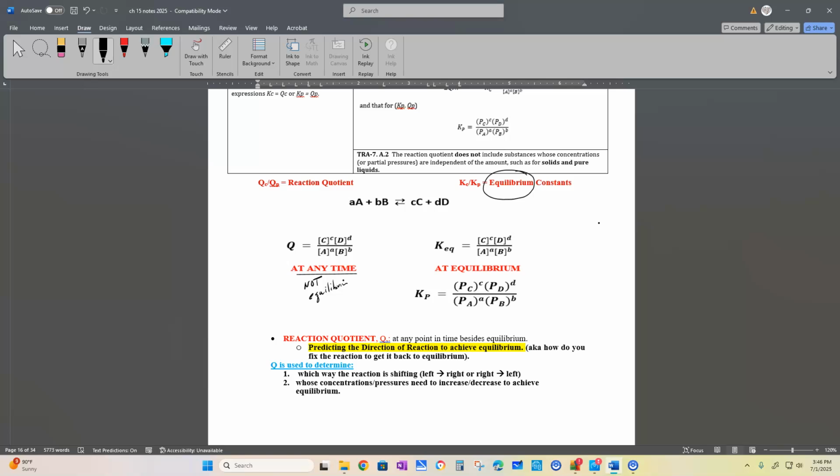The point of Q is you're trying to predict the direction of the reaction to achieve equilibrium. So basically, how do you fix the reaction to get it back to equilibrium? Q is used to determine which way the reaction is shifting. Is it going left to right or right to left? And whose concentrations and pressures need to either increase or decrease to achieve equilibrium? So the point is, we're trying to get a reaction to become equilibrium, but we must have done something to make it not at equilibrium. So how do we fix it?